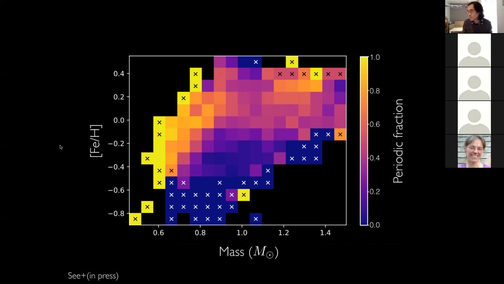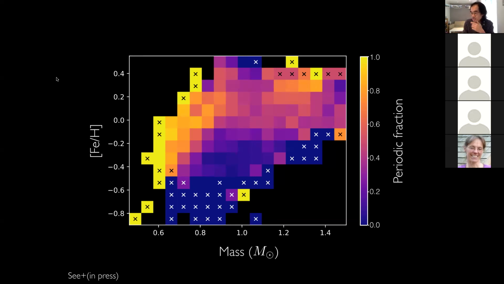The new novel result is that at fixed mass, generally speaking, it's easier to recover the rotation period in more metal-rich stars. Okay, and so it's a similar line of logic. I've shown here today that more metal-rich stars should be more magnetically active, and so have a larger variability, and again, it's easier to recover their rotation periods.